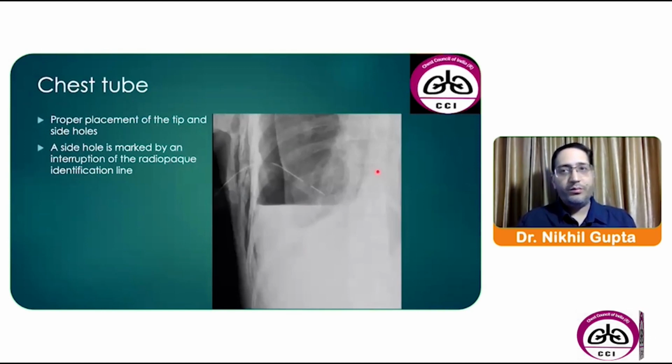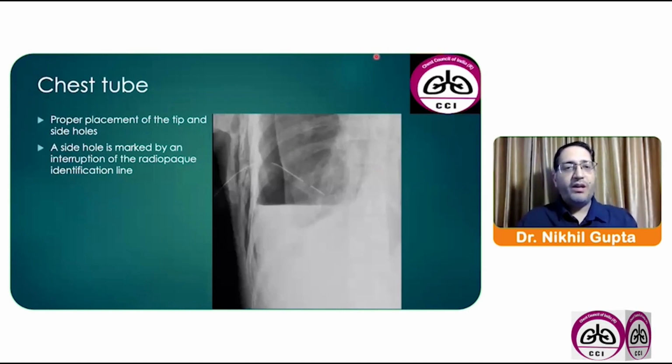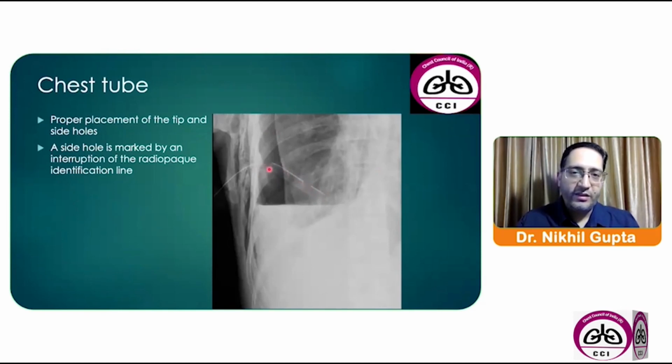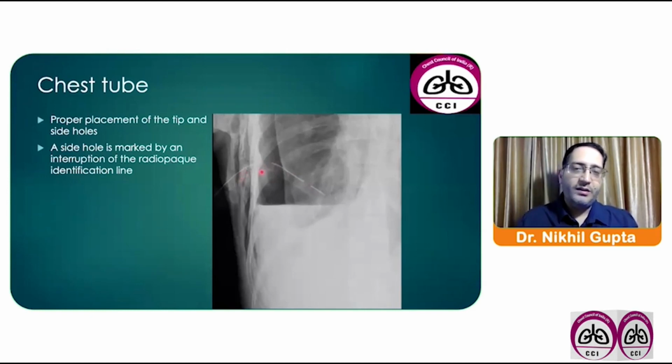Coming to chest tube. Proper placement of the tip and side hole can be seen on a chest X-ray, as seen here. The eye or side hole can be seen as an interruption of the radio-opaque line, as seen here. This is one eye, this is the second eye. So this should be inside the pleural space, not outside. Otherwise, subcutaneous emphysema or pneumomediastinum may occur.